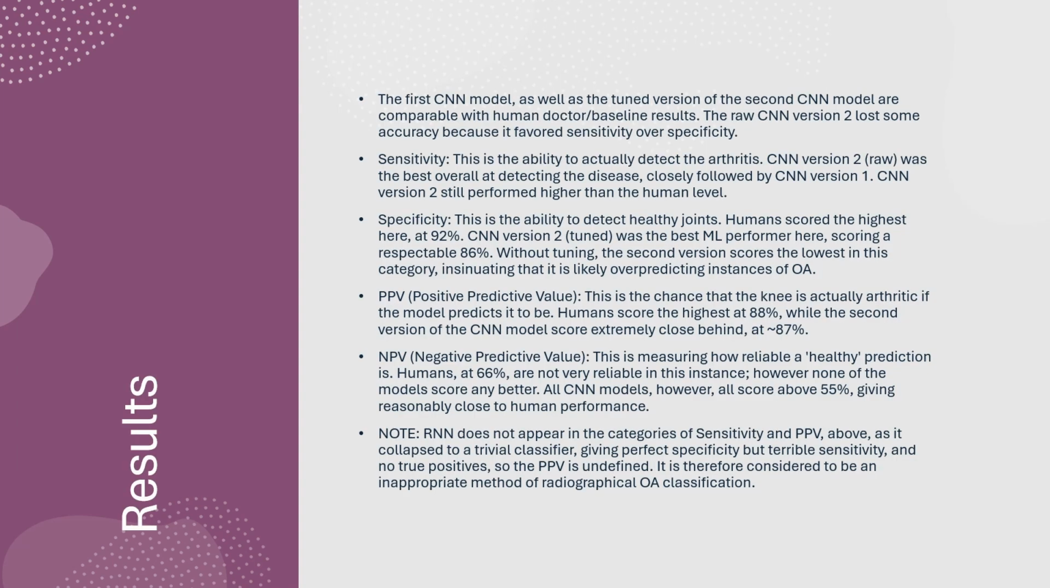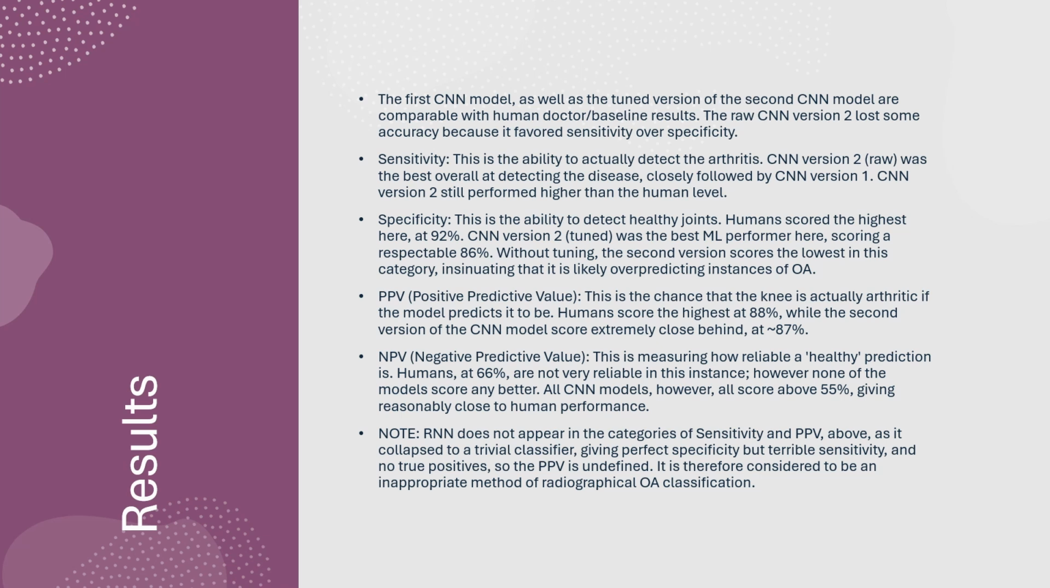And here's the discussion. Looking at that first CNN model and the tuned second CNN model, they're comparable with human doctor baseline results. The raw CNN version 2 did lose some accuracy because it favored sensitivity. And speaking of sensitivity, I want to discuss all of these metrics a little bit more, because it provides more meaning to what the results are.